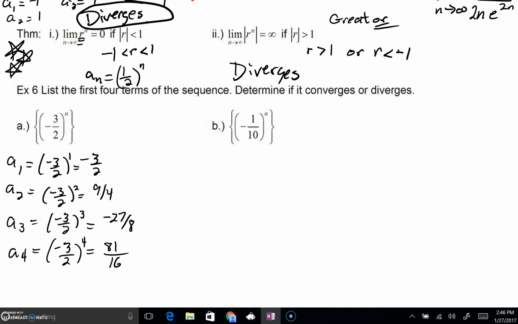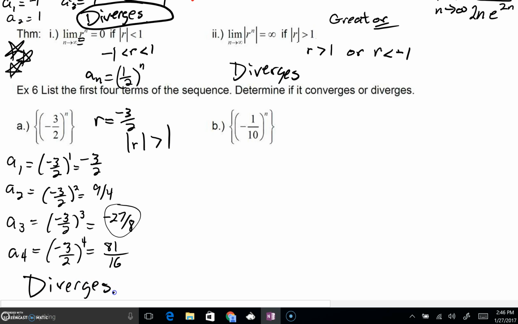But look at those fractions. Ignoring the plus or minus signs in front, the fractions are getting bigger or smaller? Bigger. 80 divided by 16 is 5. This isn't even 4 yet. So you're getting larger as time goes on. Why? Because what's your r here? R is negative 3/2. The absolute value of r is bigger than 1. This diverges. If your r is bigger than 1 in absolute value, you will diverge.